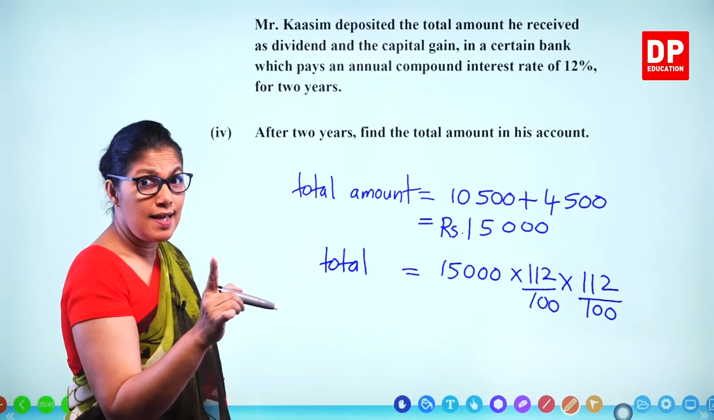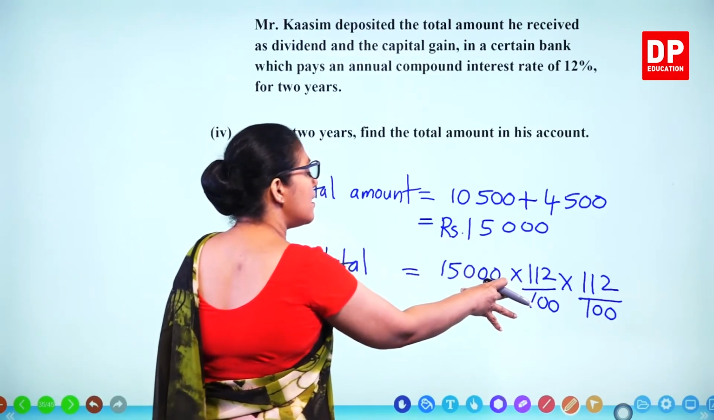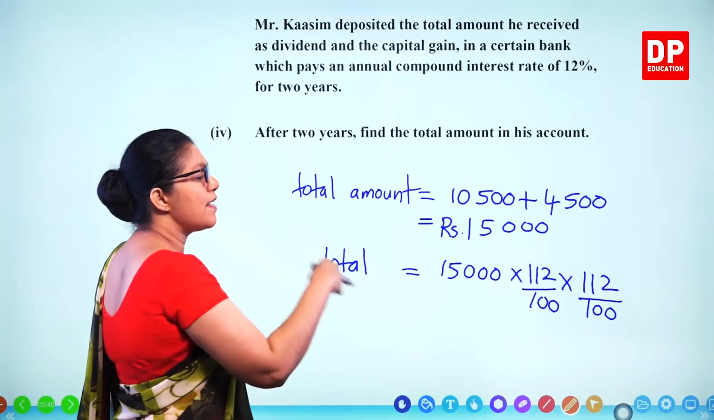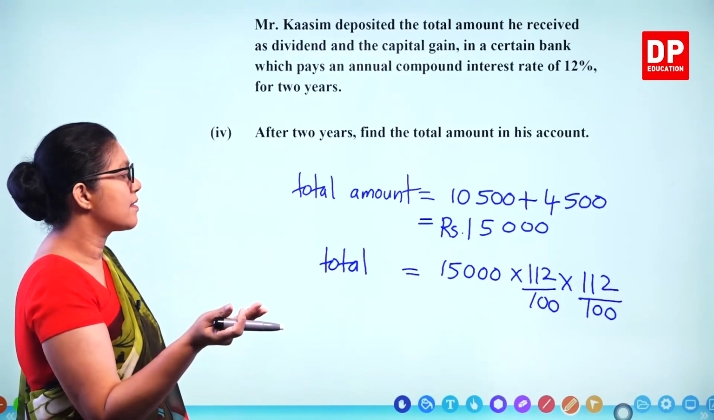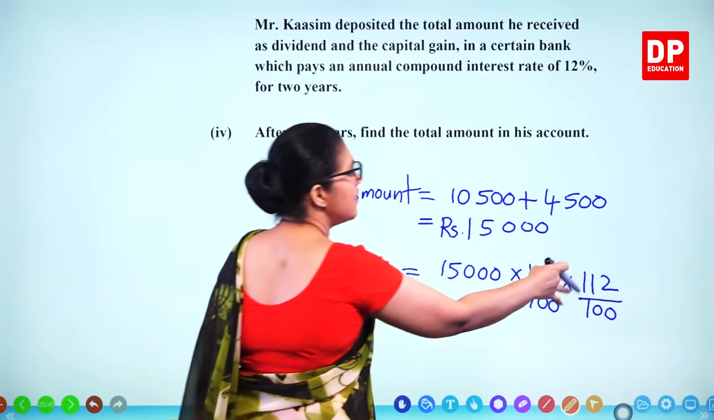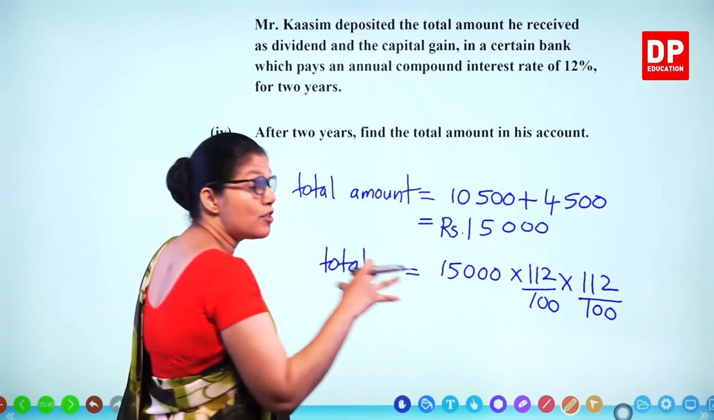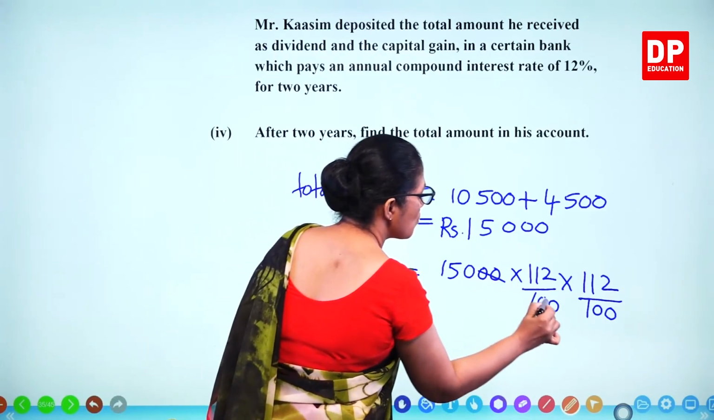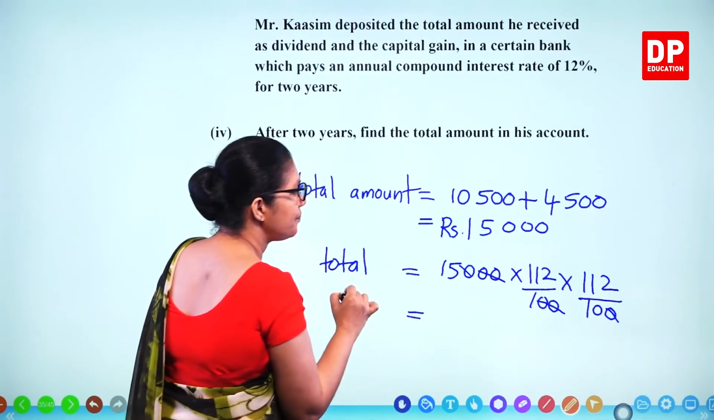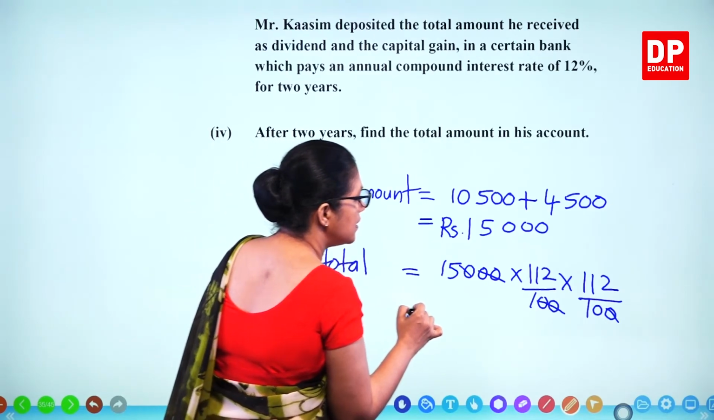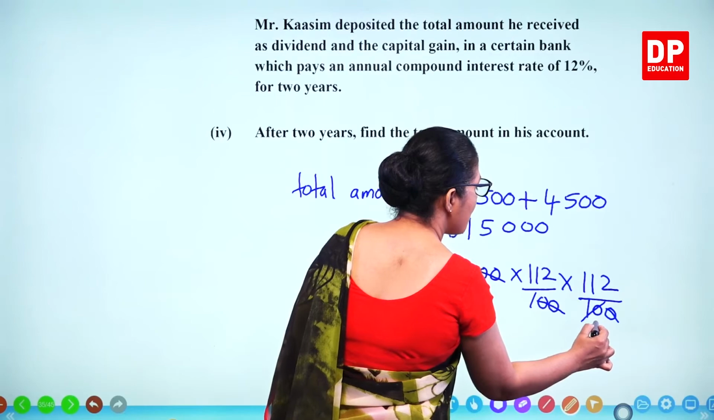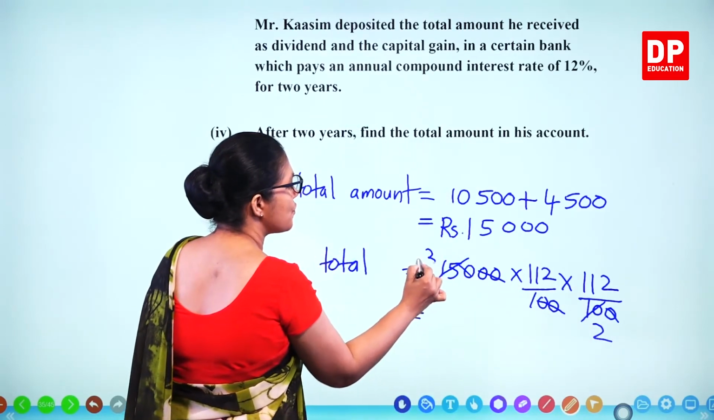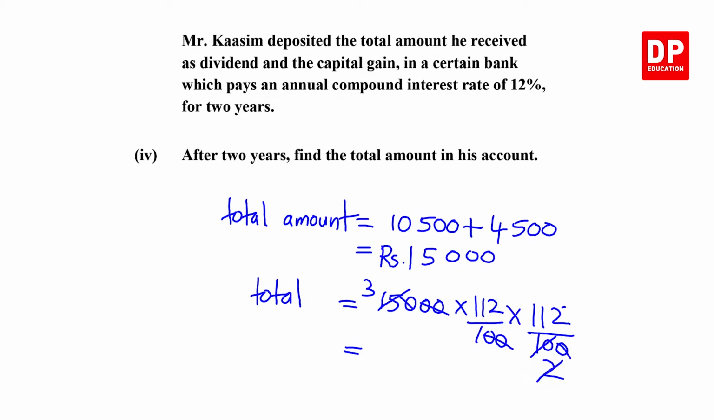So this is easier than finding the interest after the first year and then adding that value to the next year, which needs 2 steps. Here you can straight away find the total amount. 2 zeros, 1 zero. Then you can divide by 5. 5 times 2, 5 times 3. 2 and this 112, you get 2 times 5 and 6, 56.